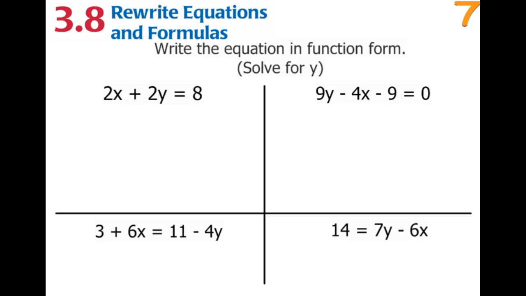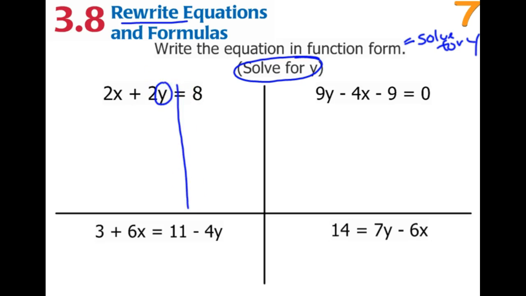Alright, our next part of our lesson is talking about rewriting equations and formulas. Same thing we did with solving equations, except now we have two letters, x and y. All we're going to do is to rewrite it so that y is all by itself, solving for y. Function form means solve for y. So just like we did before, we're going to add, subtract, multiply, and divide to get this letter y all by itself. So if there's any other term, like this 2x, on the same side as the y, we need to move it over to the other side.